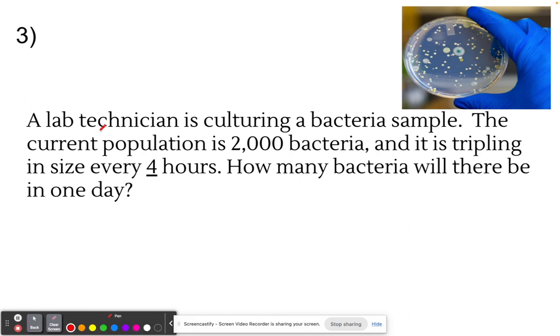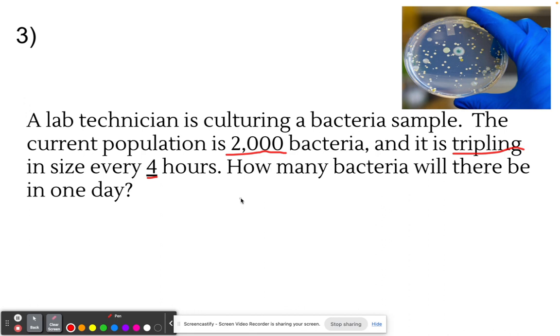My next example, it says a lab technician is culturing bacteria. Current population is 2,000 bacteria and it's tripling. So this is not a half-life situation. This is growth. It's tripling in size every 4 hours. How much bacteria will there be after 1 day?